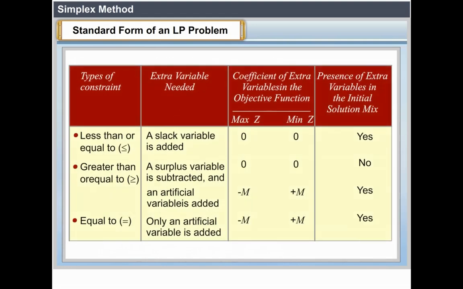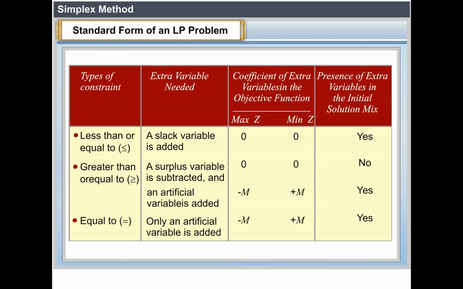The given linear programming problem, to convert it into a standard form, is given in a table. Now we're going to see the table. Table has first column, types of constraint. Second, extra variable needed. Third, coefficient of extra variables in the objective function. It has maximize z as well as minimize z. Fourth column, presence of extra variables in the initial solution mix. First row, less than or equal to.